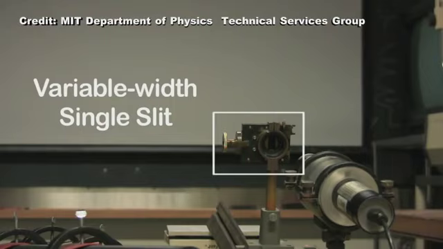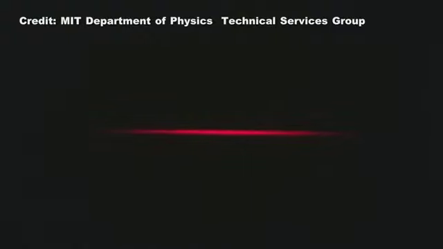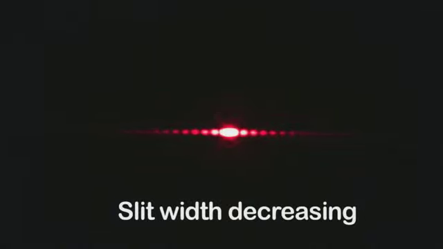In this demonstration provided by MIT, we see a red laser shining on a single slit, which will vary in width during this demonstration. So as the slit width increases, the pattern becomes narrower. Then as the slit width decreases, the pattern gets wider and more diffuse.